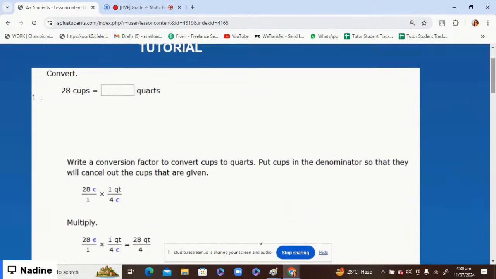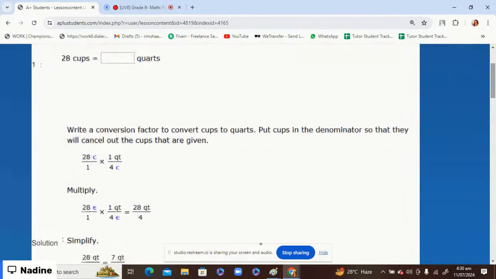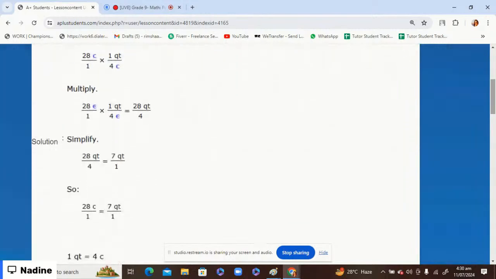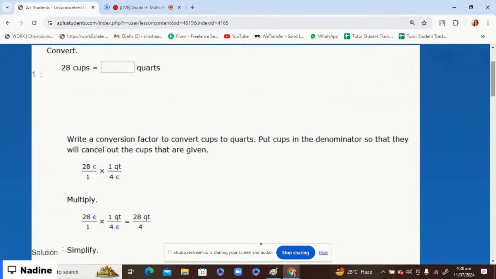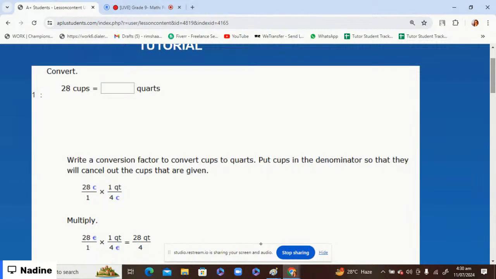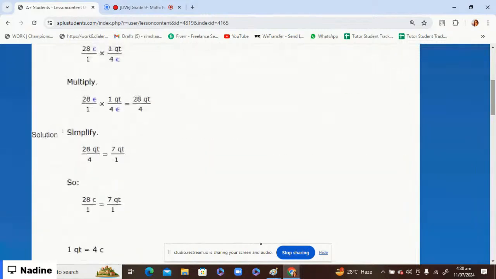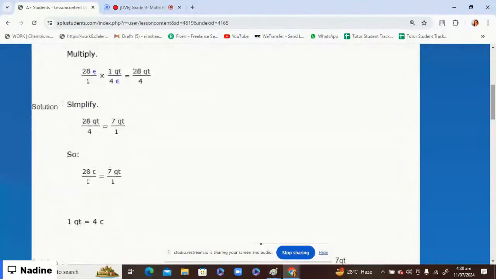So here they are saying 28 cups. So how many quarters? What is the meaning of quarter, firstly? The quarter means 1 by 4. Okay? So you are going to multiply this 28 with that quarter, 28 with the 1 by 4. So when we multiply, then we get the answer.